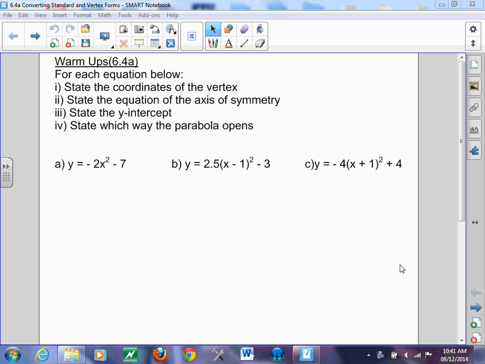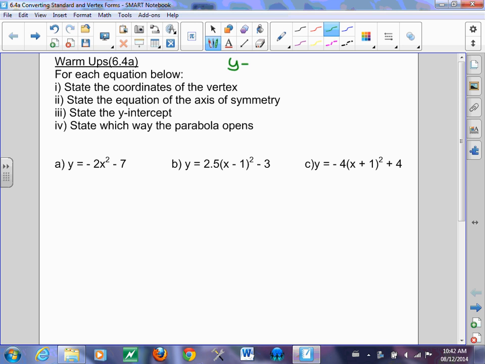Before we get into converting forms from one to the other, we want to do some warm-ups to recap what we've learned before. Just remember that we took a look at vertex form last day, which is y equals a bracket x minus p squared plus q. And based on that form, ladies and gentlemen, we could find many of the important aspects of the parabola.